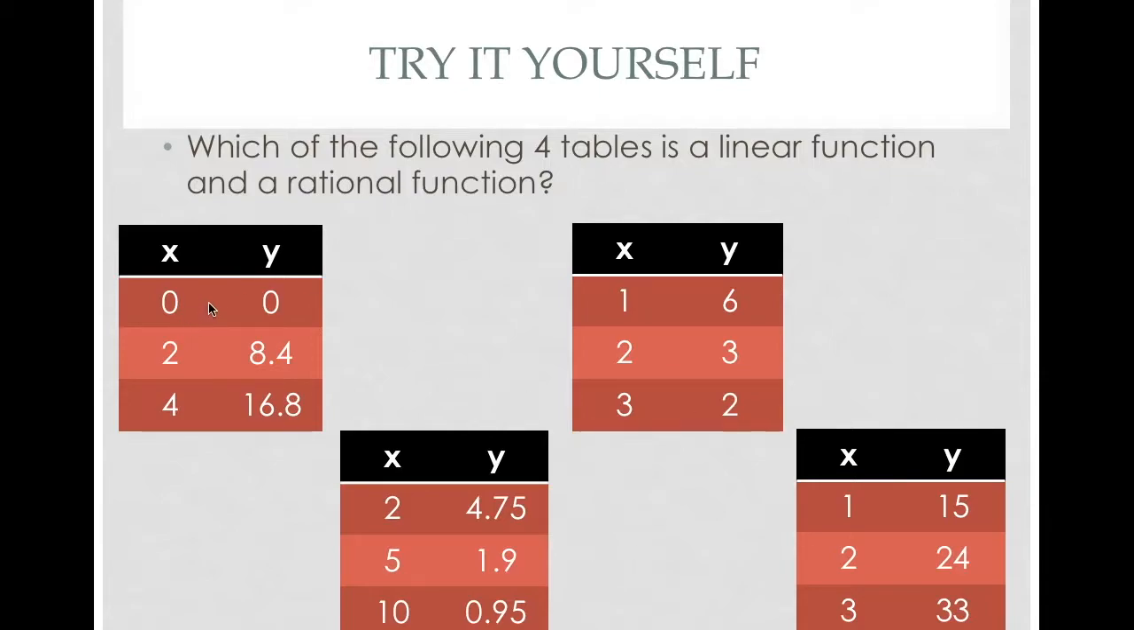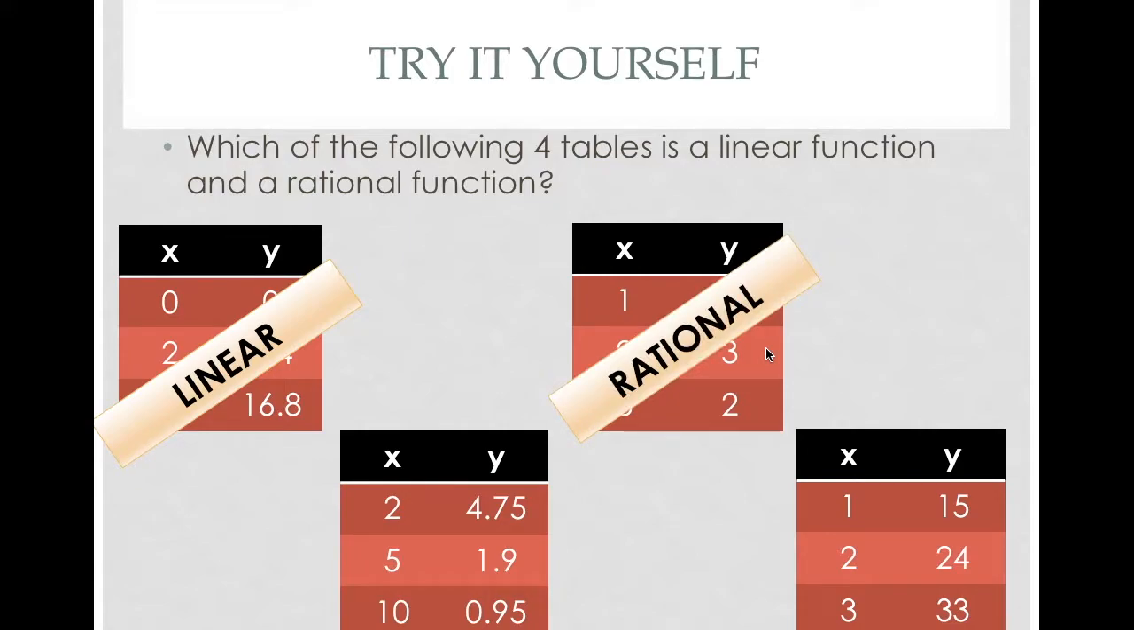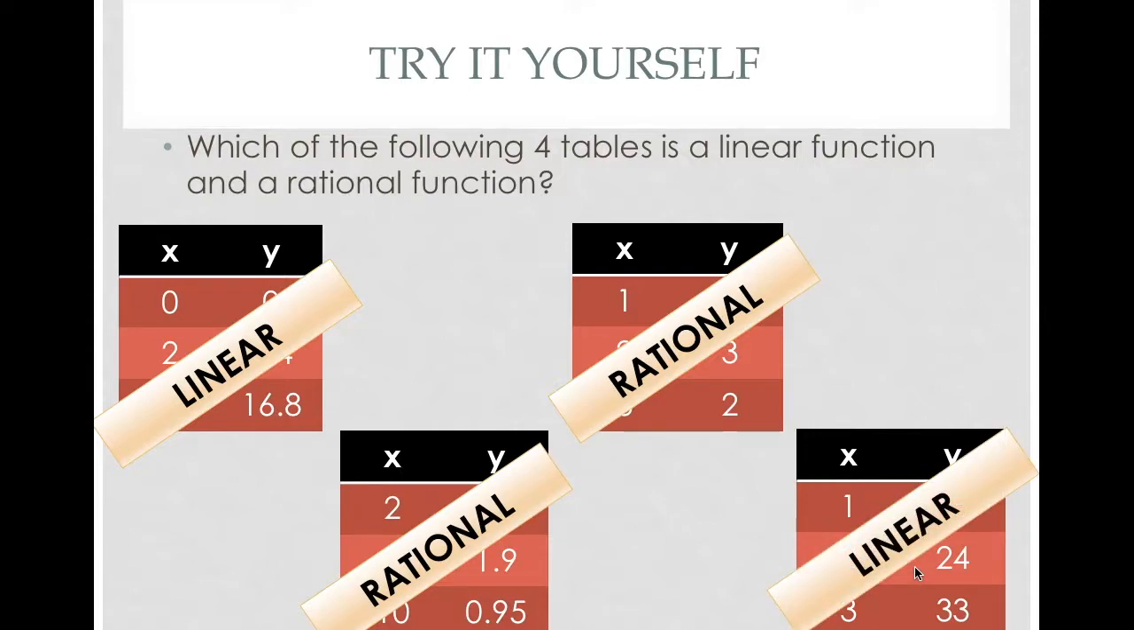For the first one, if I multiply them together, I definitely don't get the same product. What's also an indication is that we have a coordinate (0, 0), which I told you was not possible for a rational function. So this is actually a linear function. For this second table, if I multiply all of my coordinates, x's and y's together, I get 6. So this is a rational function. Down here, multiplying them together, I still get the same answer, so it's a rational function. And finally, if I multiply the numbers over here together, I do not get the same product, so this is a linear function.